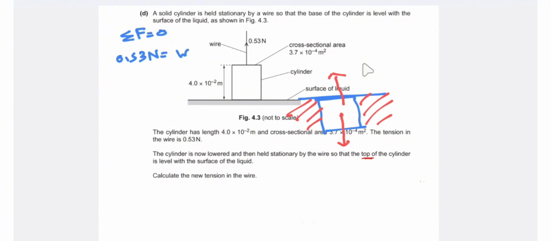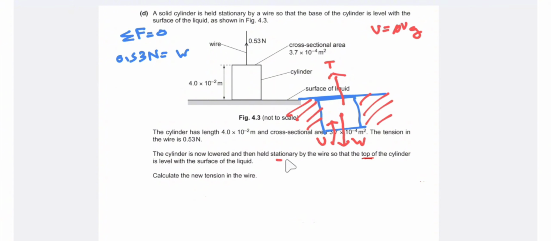So there is some upthrust because the cylinder is now inside the liquid. And what is the upthrust force? Upthrust is equal to rho Vg. What is the direction of upthrust? The direction of upthrust is upwards. So upthrust is acting upward, tension is acting upward, and the weight is acting downward.